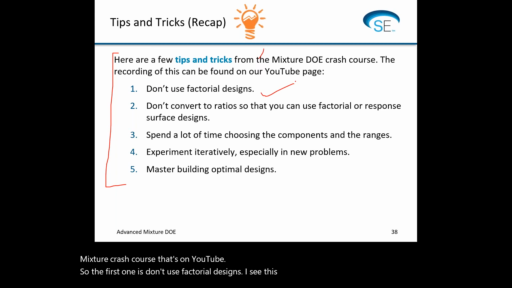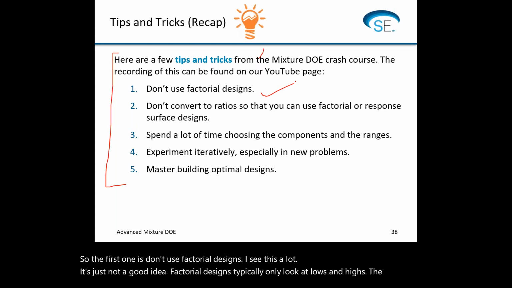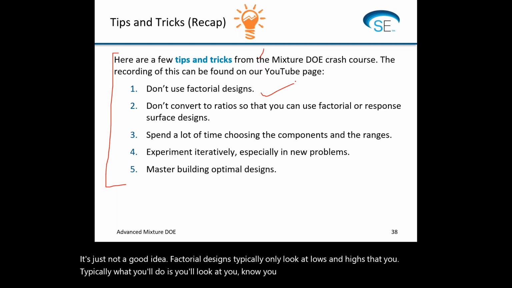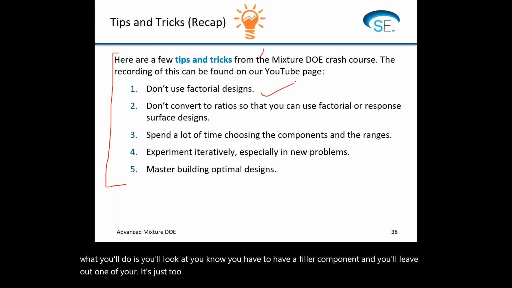I see this a lot. It's just not a good idea. Factorial designs typically only look at lows and highs. Typically what you'll do is you have to have a filler component and you'll leave out one of your components. I really dislike using factorial designs for mixtures.